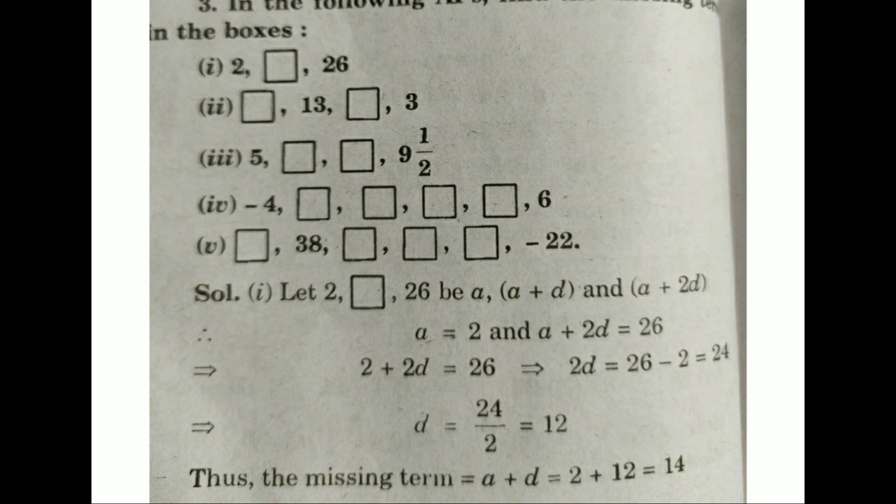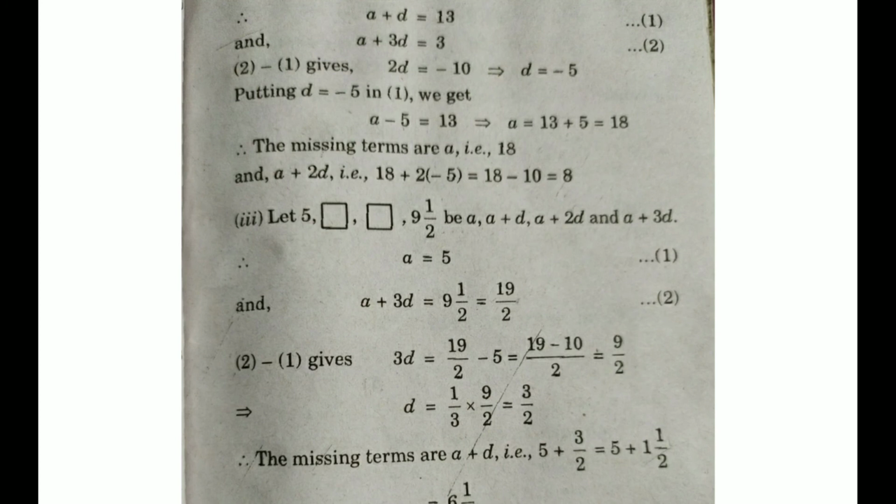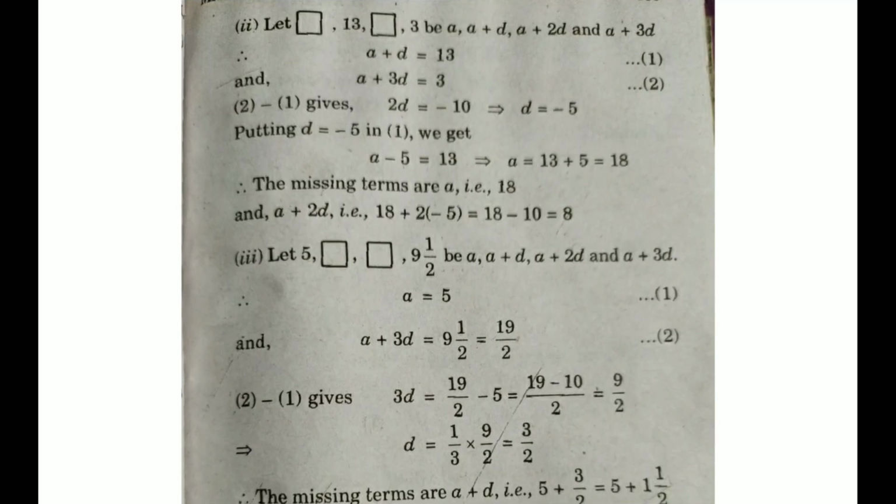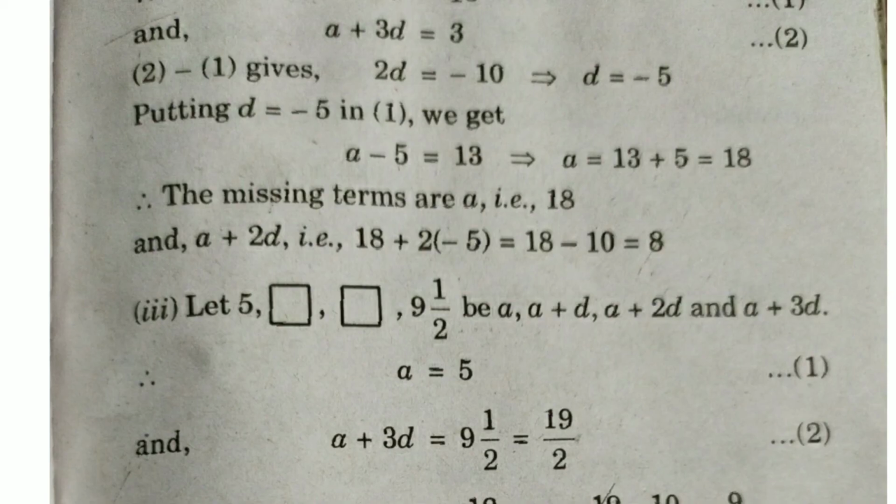Now the second question: the first term is not given, the second term is 13, the third term is not given, and the fourth term is 3. So we have to solve the problems similarly. We can solve the other problems as you can see here, I am solving here.